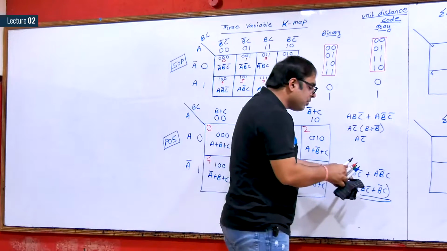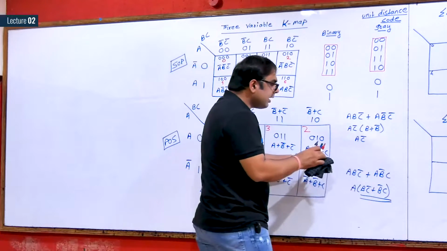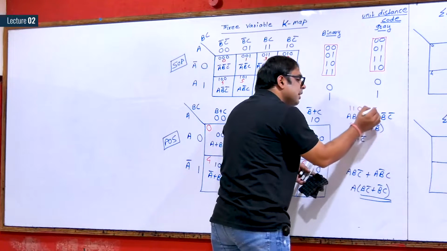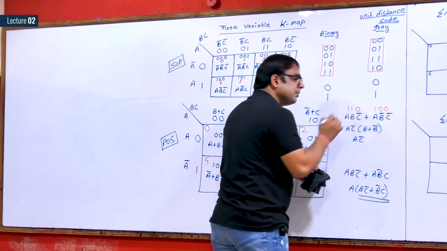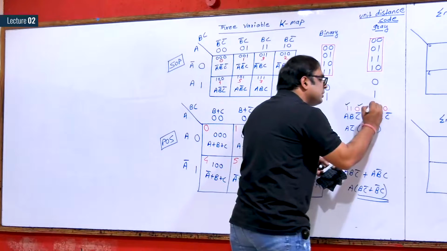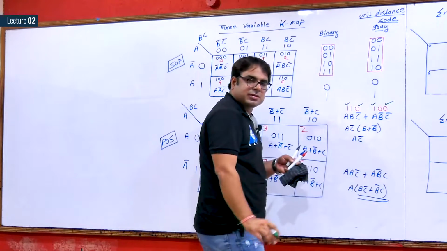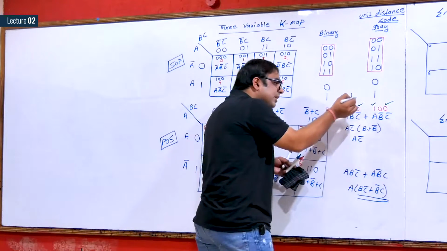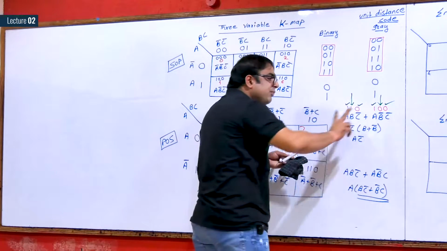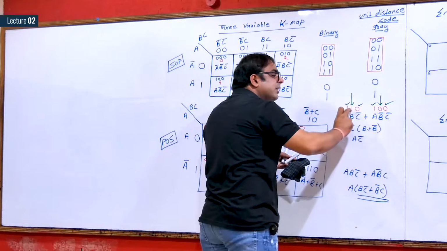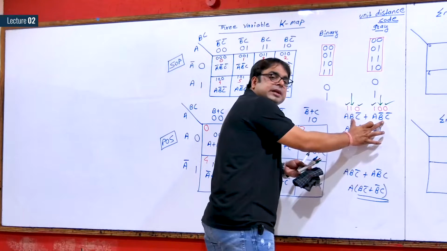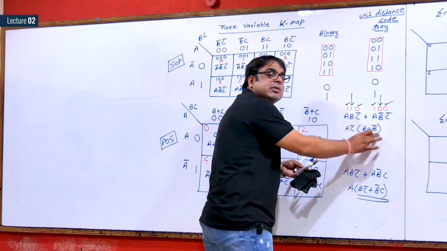Now notice this one. In SOP, this is 110. This is 100. Now this 1 and this 0 are constant. There is a change in only one bit. If there is a change in only one bit, it means only one variable is in both formats. So we can reduce that particular variable.